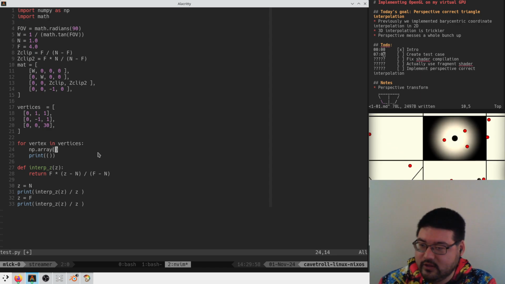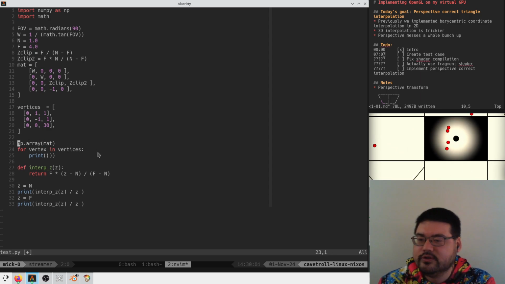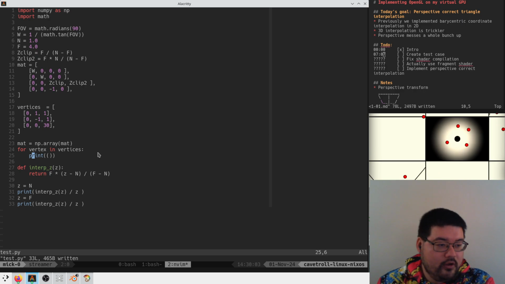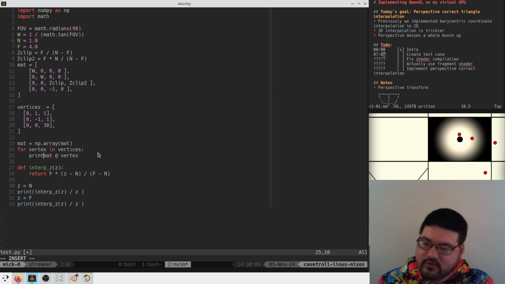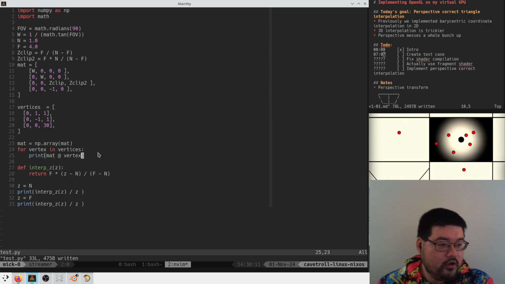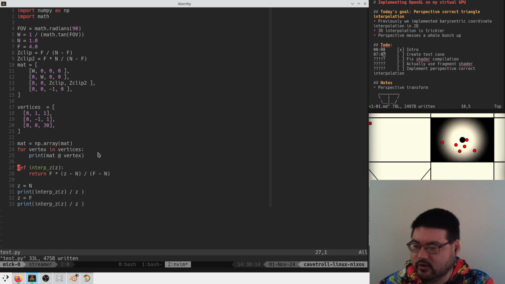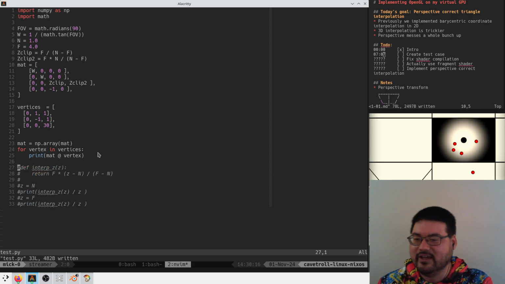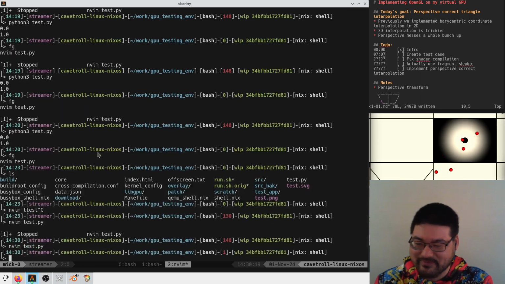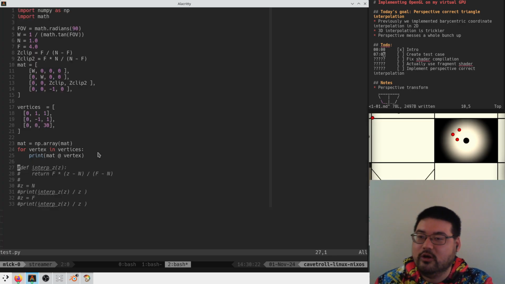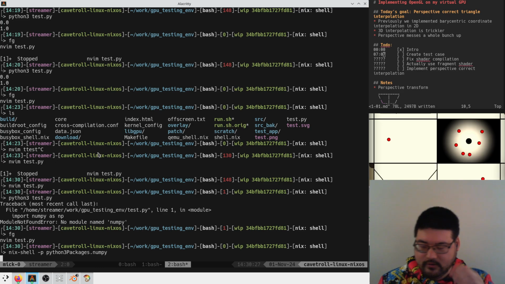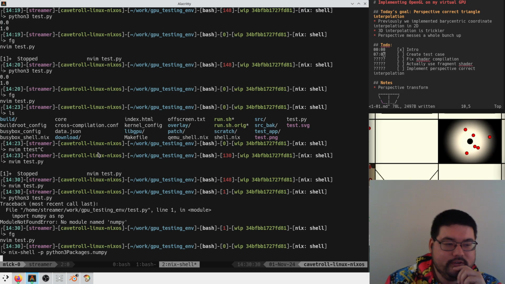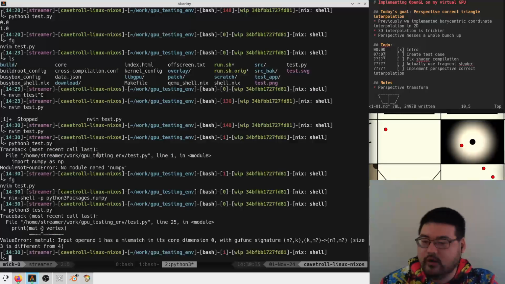Okay, so this thing we need to take in the matrix. So then we do mat times vertex. And I think this should give us something reasonable. We can take a little guess and see if this is right. Maths. That's right. We are doing maths. Okay. No module named numpy. That makes sense. Nix shell, Python 3 packages numpy. And run it. Okay. Not quite.